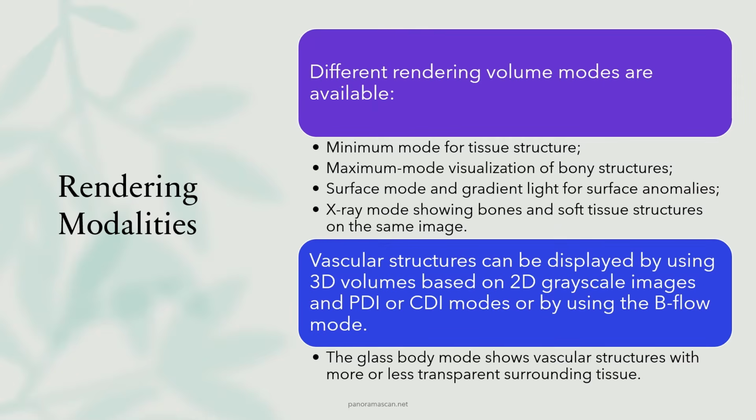With these modes, 3D volumes with color Doppler imaging and power Doppler imaging, B-flow, and glass body, clinicians can obtain detailed, comprehensive views of vascular structures, aiding in the diagnosis of vascular abnormalities and the evaluation of blood flow dynamics.